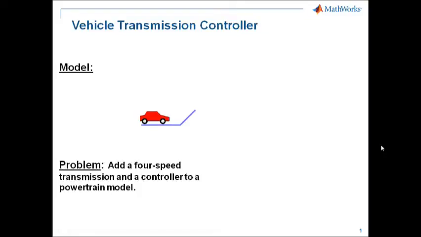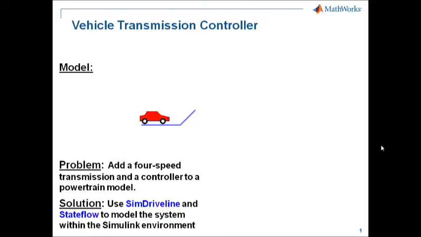In this demonstration, we have a model of a vehicle that is going to climb a hill. We need to add a 4-speed transmission and a controller for that transmission to the powertrain model. To do this, we're going to use SimDriveLine and StateFlow.